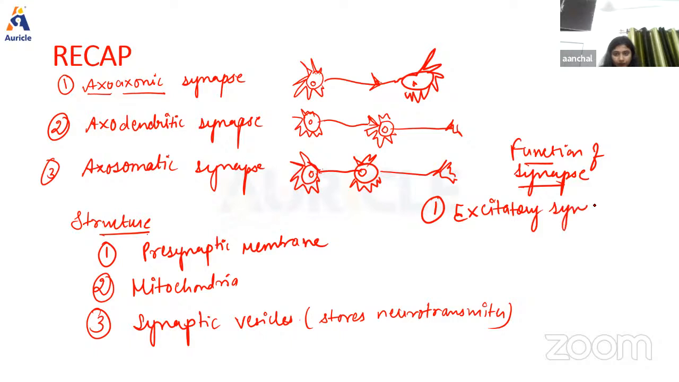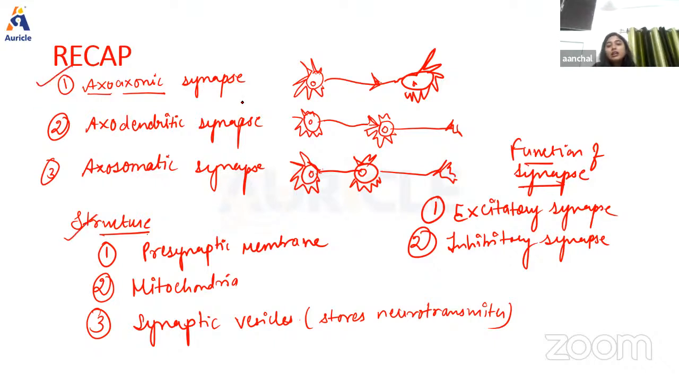and inhibitory synapse. As the name suggests, excitatory means the synapse which transmits the impulse, meaning it does the excitatory function, right? And inhibitory synapse means which inhibits the transmission of impulse, meaning it does the inhibitory function. Okay, so this is all about the classification, about the structures and about the function.